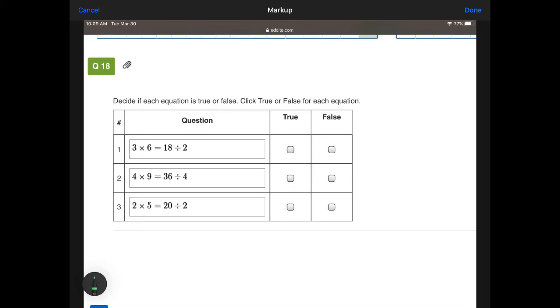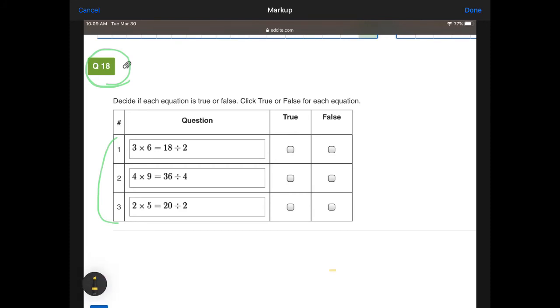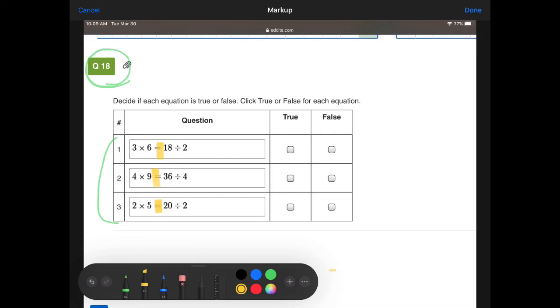Decide if each equation is true. Click true or false for each question. So it's one question. It's number 18, but it actually has 3 parts, or 3 questions, and each question has more parts. The first thing I want you guys to remember is that when you see an equal sign and there's a problem on both sides, you have to solve both sides of the problem, and you have to check if they're equal or the same or balanced on both sides.